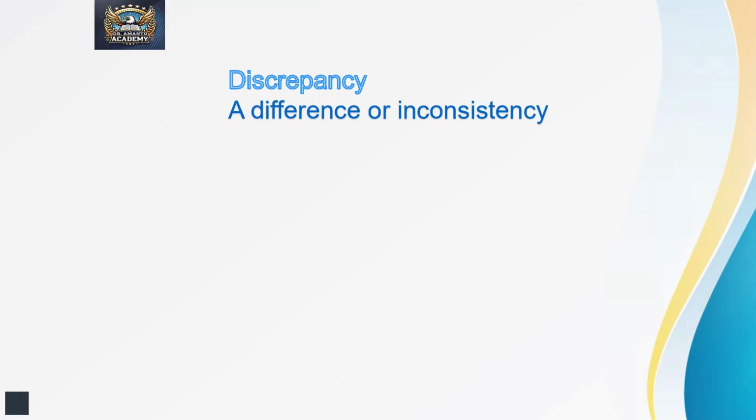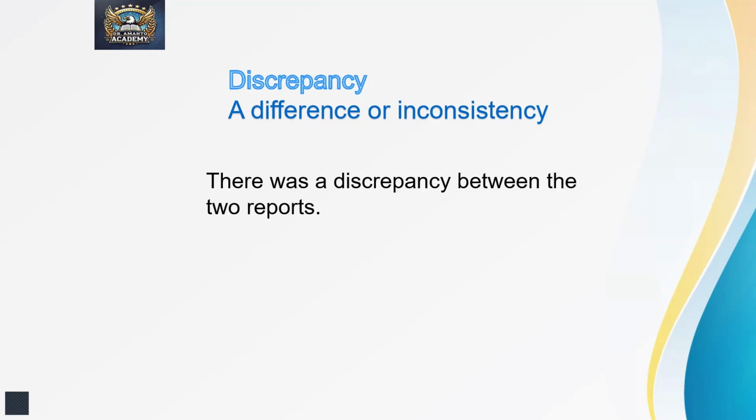So discrepancy means some difference, but a negative difference, in fact some problem that makes it different, like inconsistency, means it doesn't have consistency, means they don't match. Look at the example. There was a discrepancy between the two reports. Means what? Means two reports didn't match. They had to be exactly the same, but there were some differences in the results or in data analysis or anything.